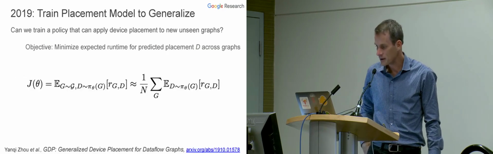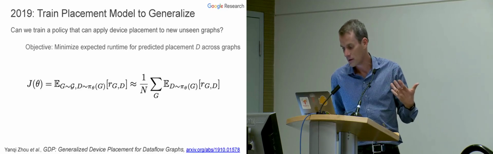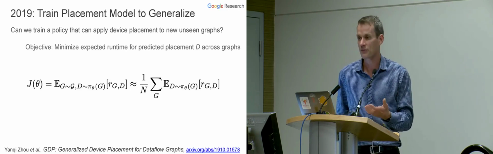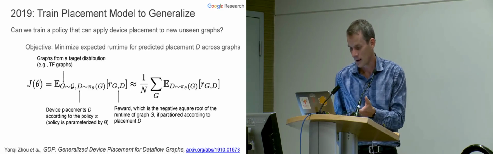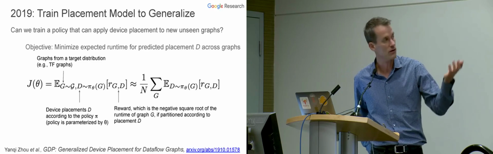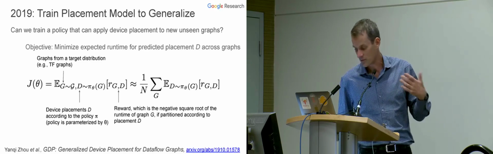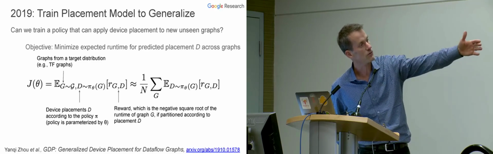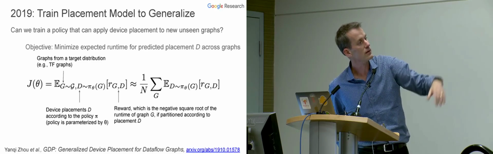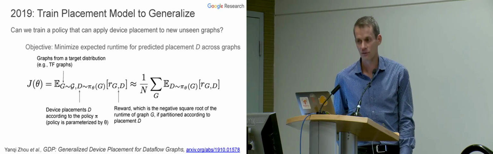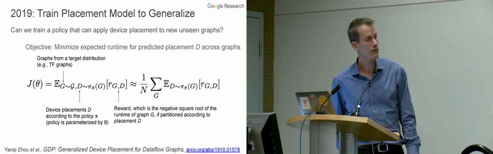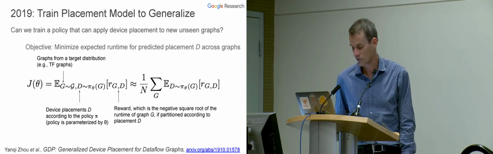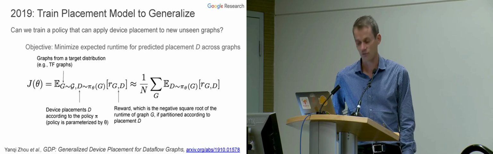Okay, so here the objective is to minimize the runtime for a whole bunch of different graphs, including a distribution of graphs that the model has not encountered before. So you have graphs from some target distribution of computational graphs, you have device placements, and you have some reward function. A reward function that the authors found to work reasonably well was the negative square root of the runtime of the graph. So you penalize it a little bit if it's not the absolute best, but more and more if it's pretty far diverged from the best time you've seen.